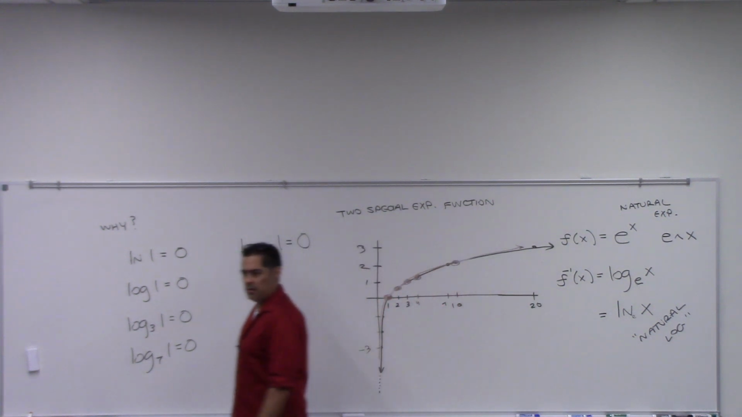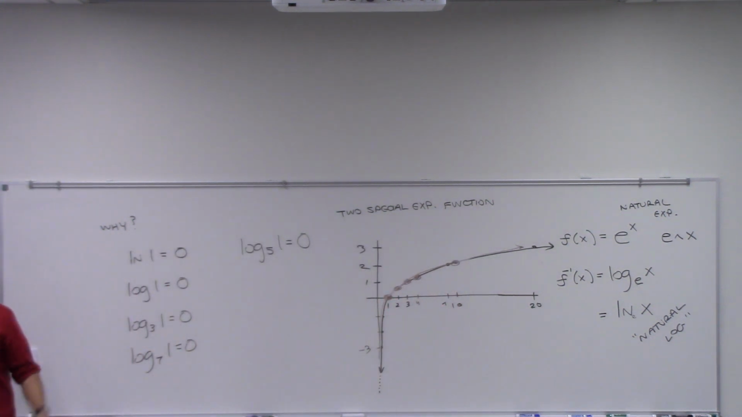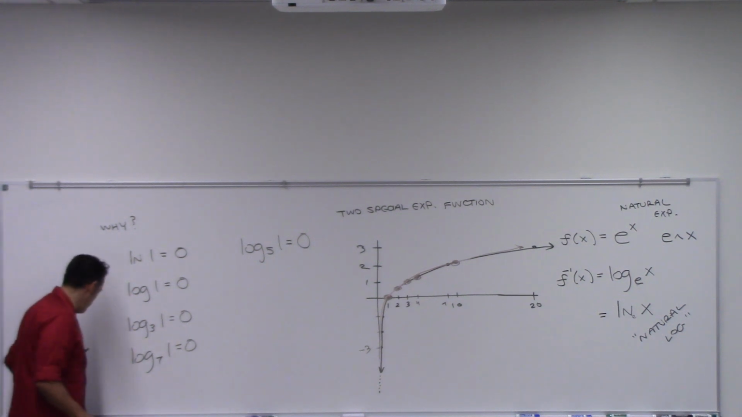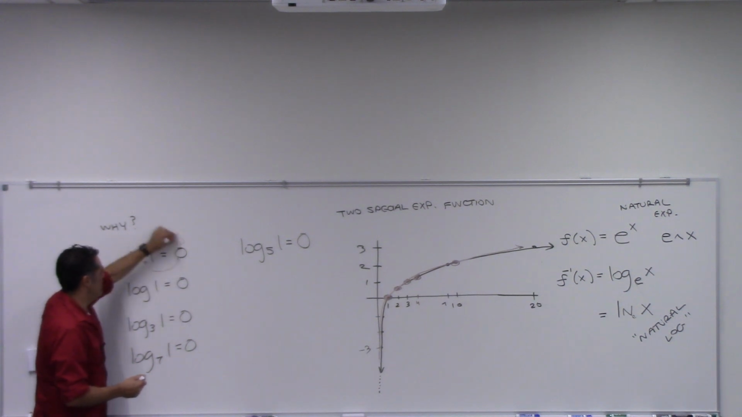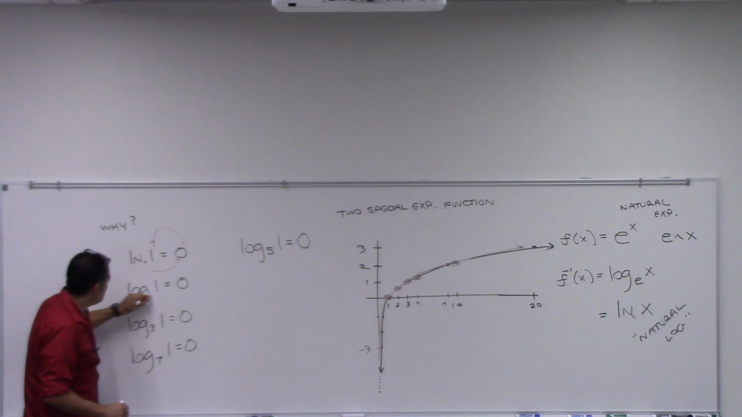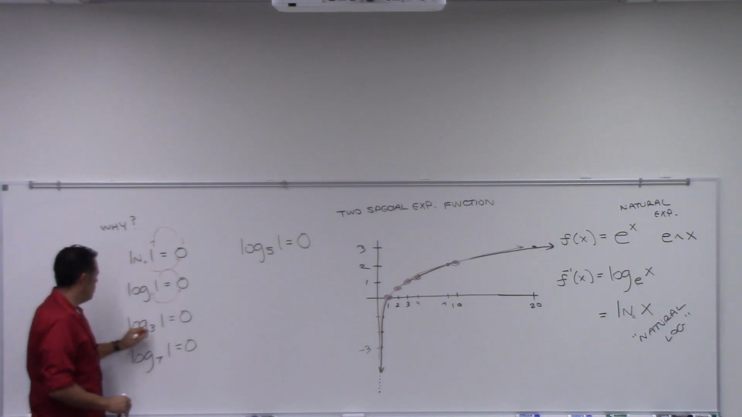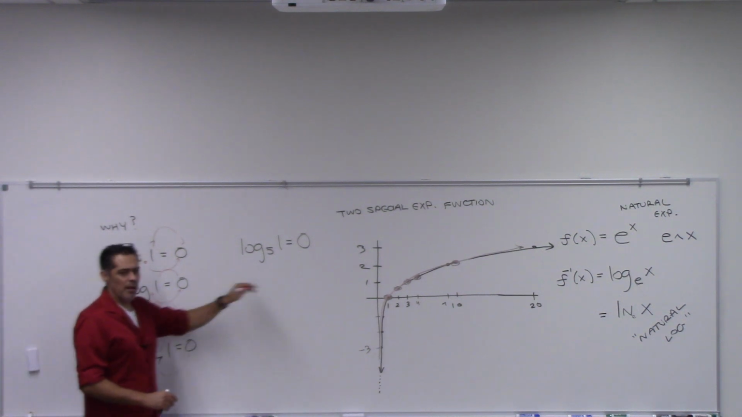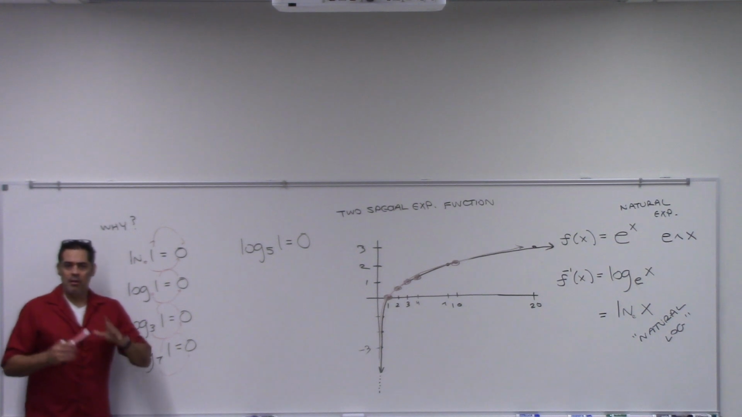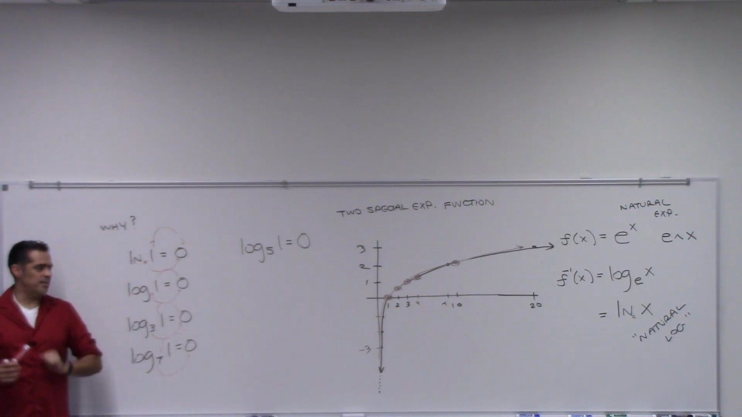Yeah, anything to the power of 0 is 1. Do the loop on any of those. Well, what's the base here? E, right? What's e to the 0? 1. Anything to the 0 is 1. Okay, what's the base here? 10. 10 to the 0 is 1. What's 3 to the 0? 1. What's 7 to the 0? 1. Right? So any log of 1 is 0.